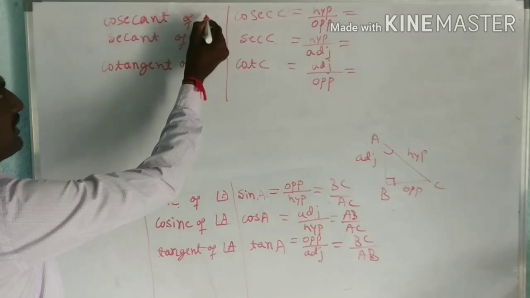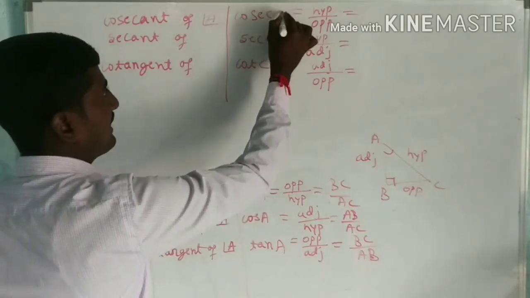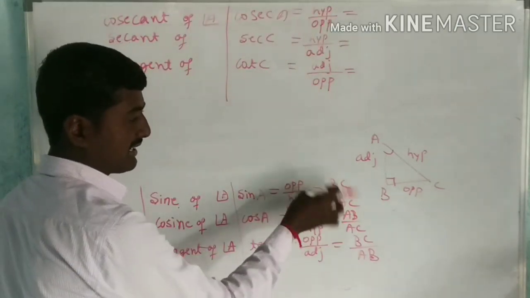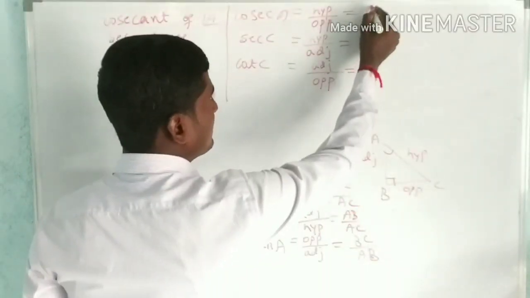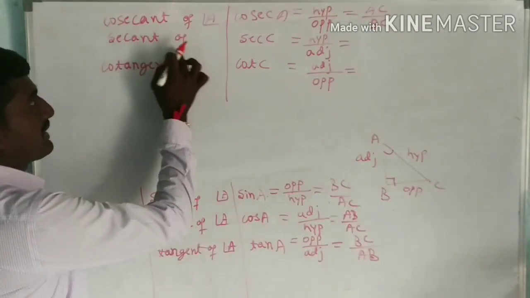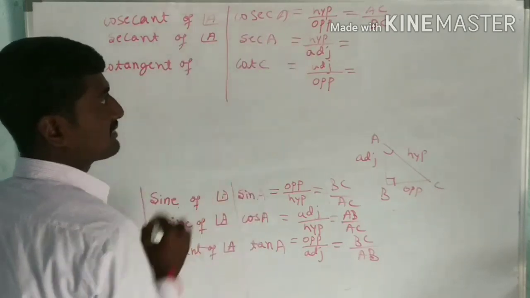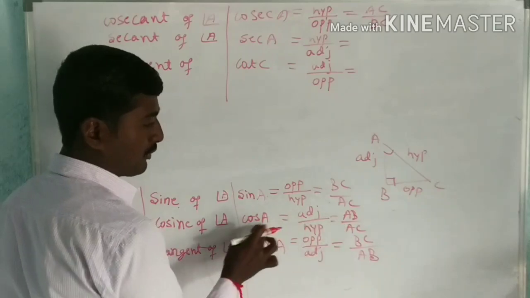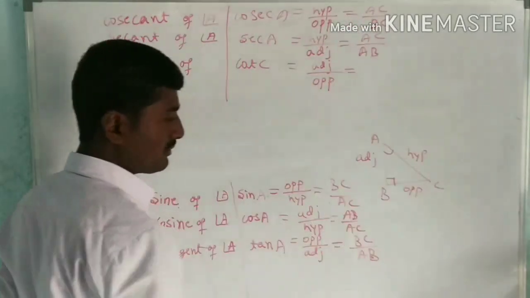Now cosecant of angle A, that is cosec A. So hypotenuse by opposite. Here you can take the reciprocal. Cosec is the reciprocal of sine. That is AC divided by BC I can write. Then secant of angle A, that I can write as sec A. Hypotenuse by adjacent, that is the reciprocal of cos. That is AC divided by AB.